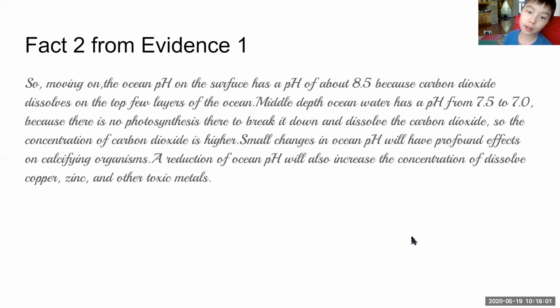So moving on, the ocean surface has a pH of about 8.5 because carbon dioxide dissolves in the top few layers of the ocean. Middle depth water has a pH of 7.5 to 7.7, because there is no photosynthesis there to break down and dissolve the carbon dioxide, so the concentration of carbon dioxide is higher. Small changes in ocean pH will have profound effects on calcifying organisms. A reduction of ocean pH will also increase the concentration of dissolved copper, zinc, and other toxic metals.